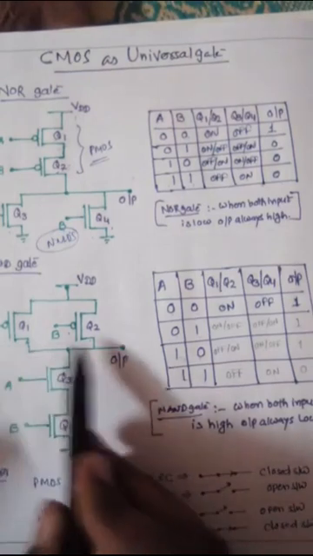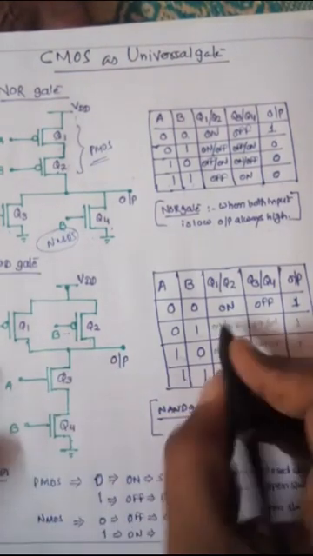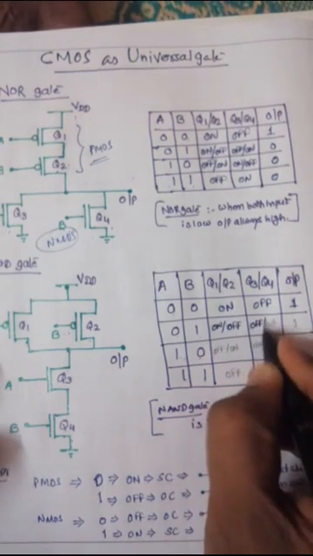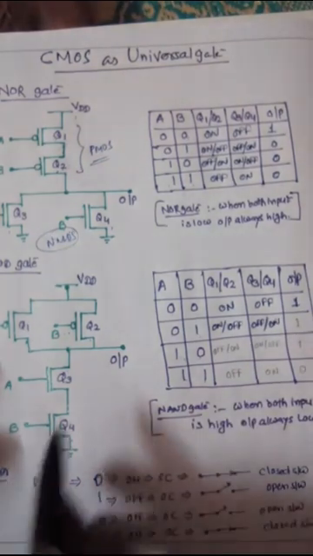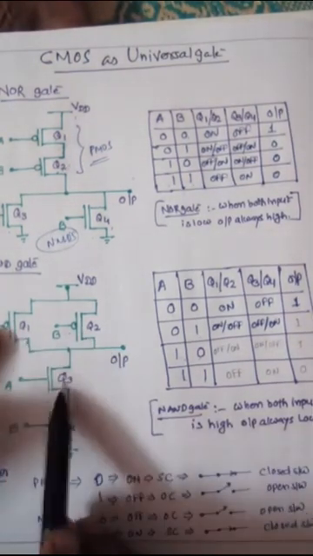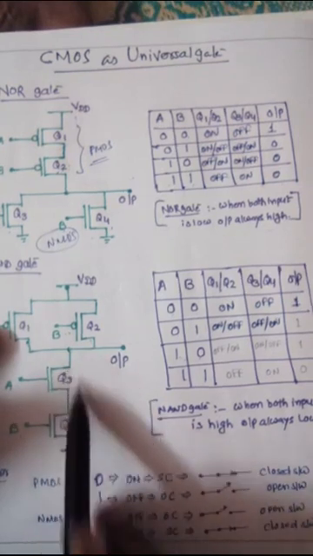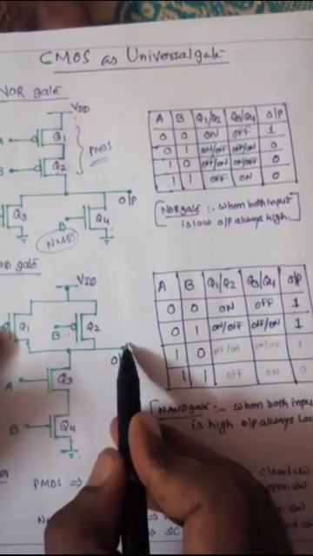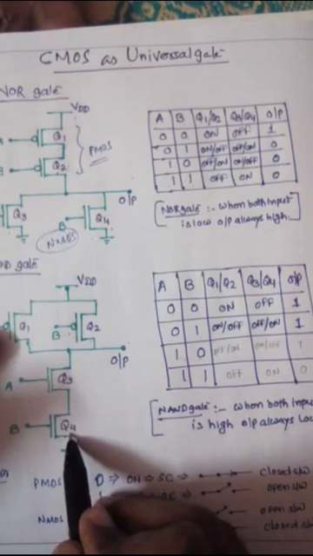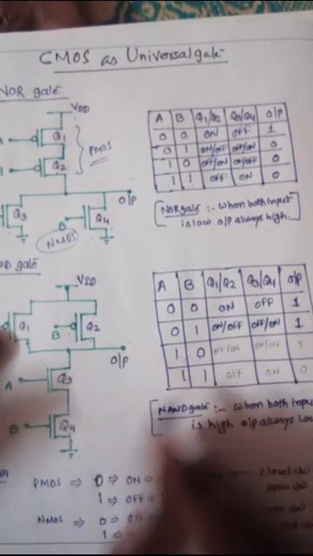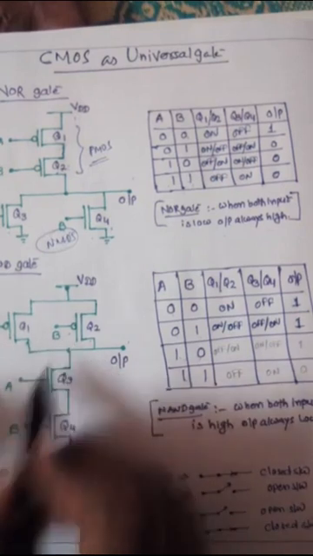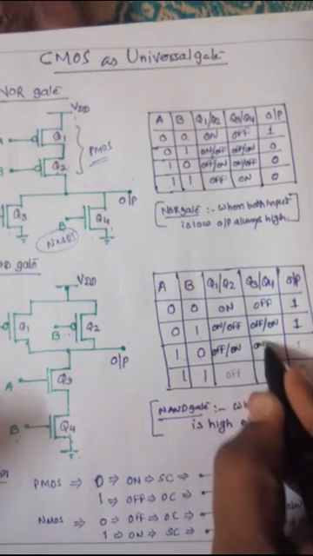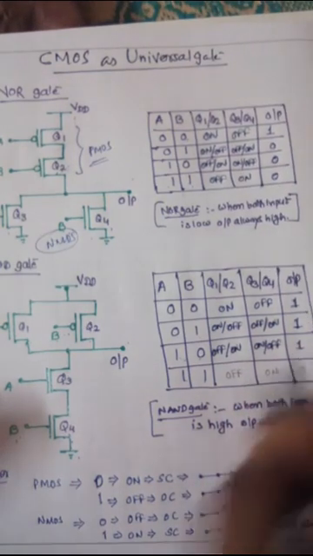Now A is 0 and B is 1. At that time Q1 is on, Q2 is off, Q3 is off, and Q4 is on. So this one is off, then current cannot go this way; that's why output will be 1. Only when both are on will the output be 0. Now for 1 and 0, Q1 is off, Q2 is on, and so in the same way output is 1.